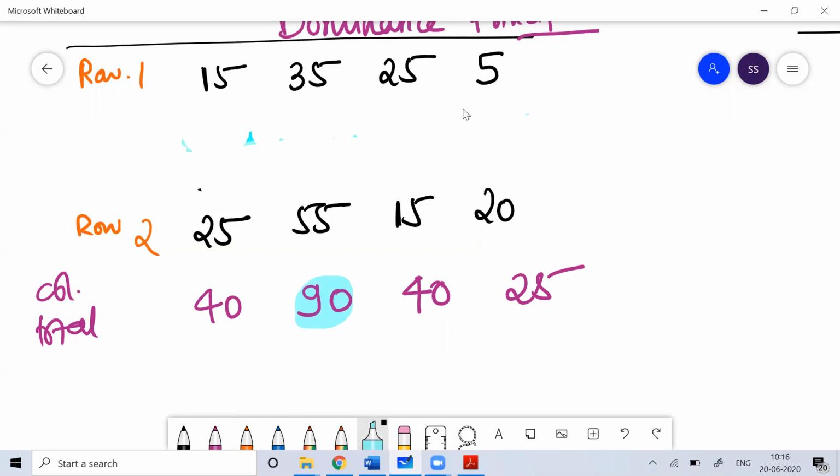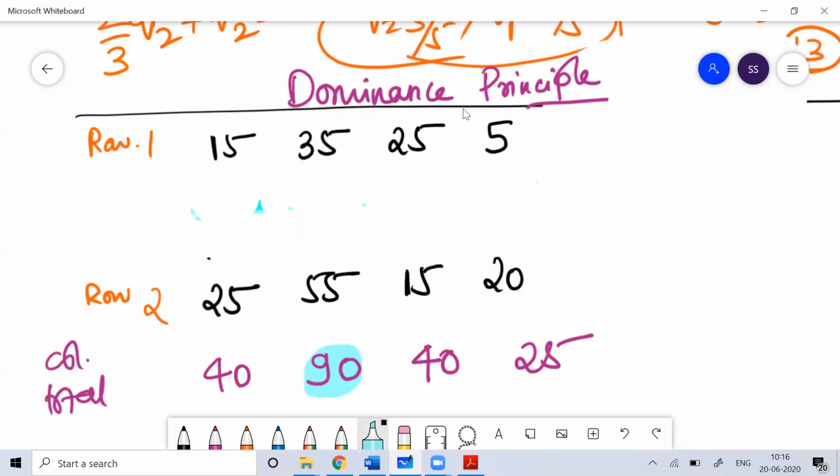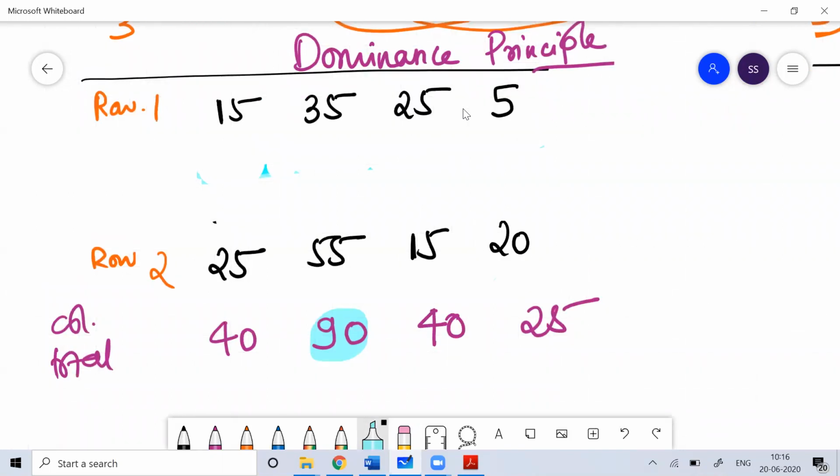Just compare column 1 and column 2. 35 is more than 15 and 55 is more than 25, so this column will be deleted. Column wise, whichever column is dominating, we will delete that column. Row wise, whichever row has all elements less than or equal, we'll delete that row.